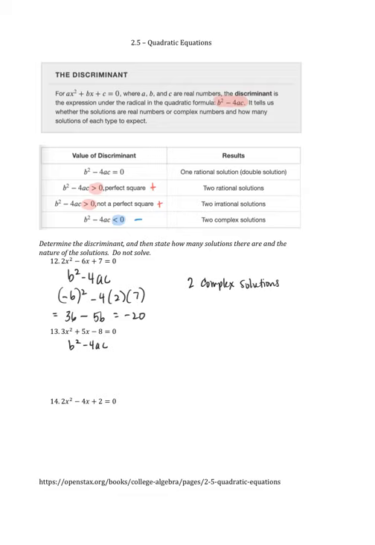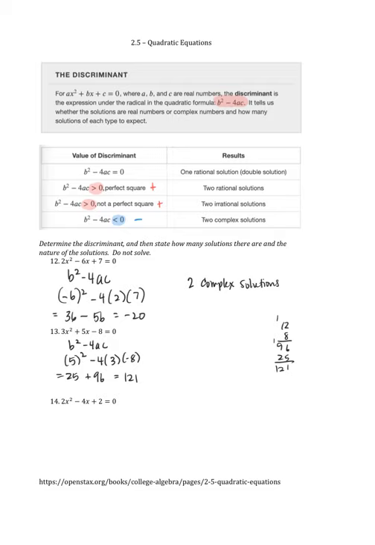All right, number 13, b squared minus 4ac. So b is 5, so 5 squared, a is 3, c is negative 8. So 25, these two negatives, that's going to make a plus. And then we have, let's see, 12 times 8, 96. So plus 96. 25 plus 96 is 121. Okay, so our discriminant is 121.